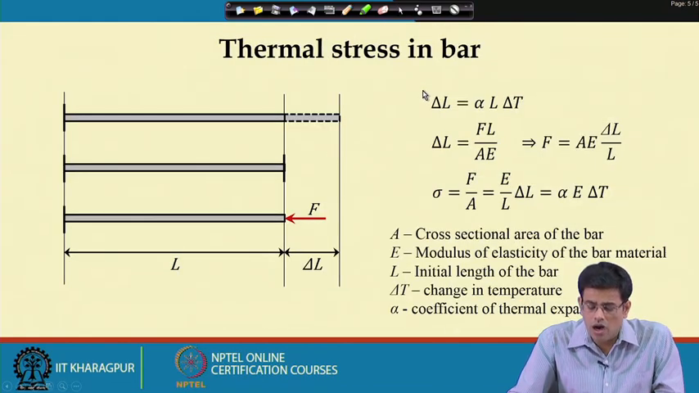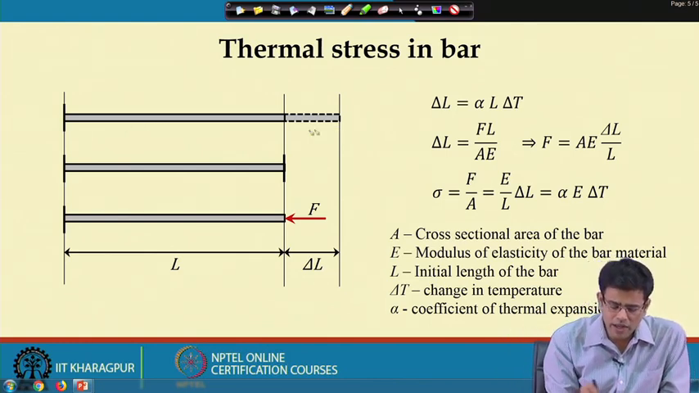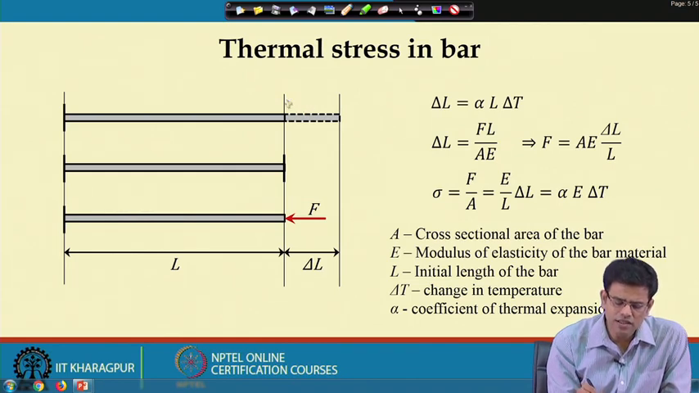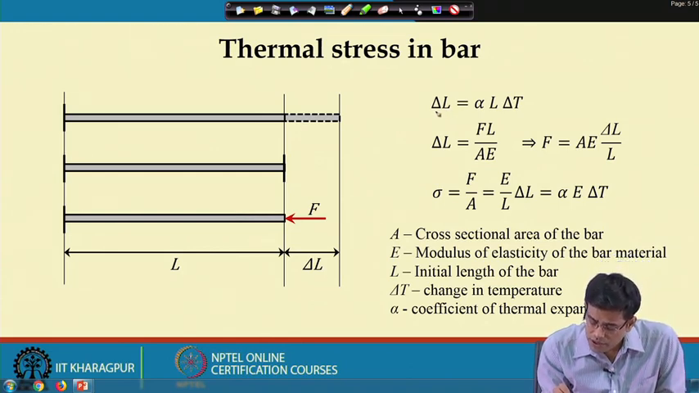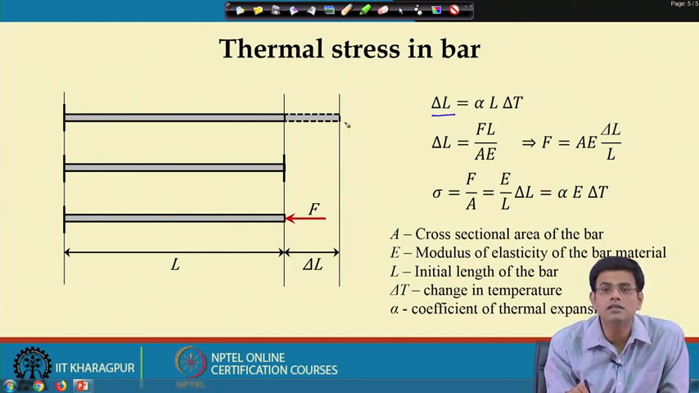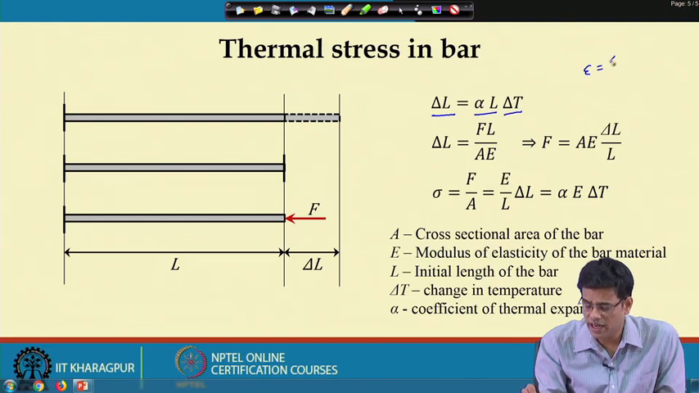So, now let us also review what is the thermal stress if I heat a bar uniformly. For instance, this is a bar where I have not fixed the bar at one end, then I try to heat this bar. Now, from our strength of material knowledge, we know this delta L, which is essentially the increase in length, is alpha L delta T. So, the strain is essentially delta L by L.